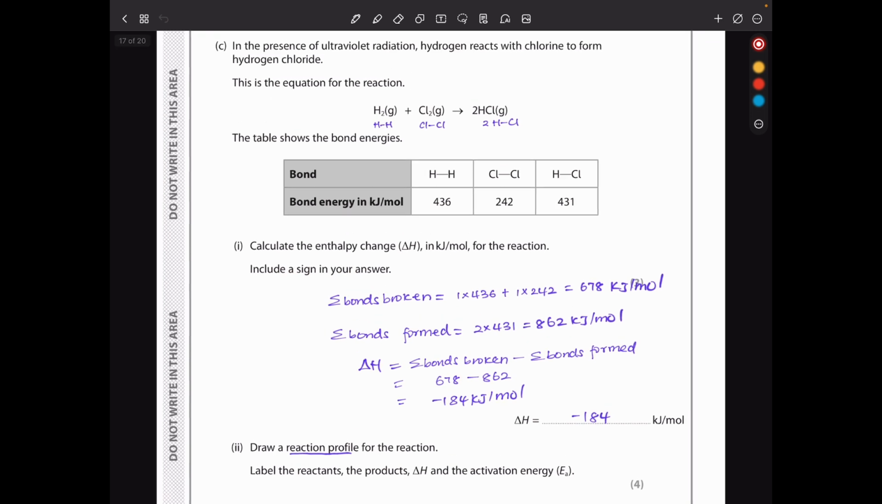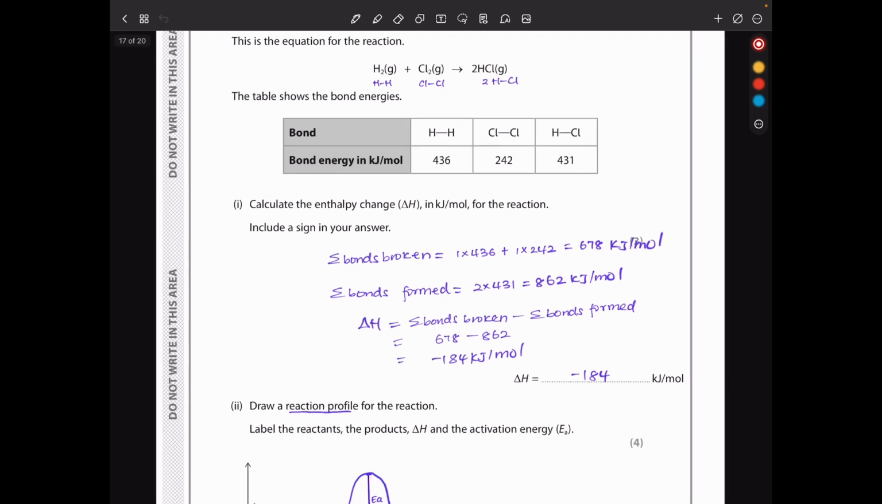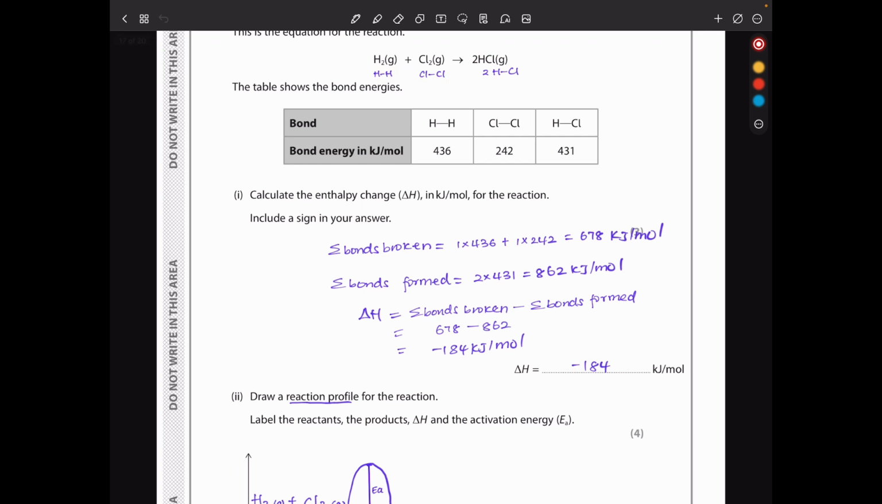So here we have one hydrogen bond, one Cl bond, and on the other side we have 2 HCl bonds. So the total bonds broken will be 1 times 436 plus 1 times 242, giving us that. And the bonds that are going to be formed are going to be 2 times this one, giving us that. Then the enthalpy change should be the total of the bonds broken minus the total of the bonds formed, giving us negative 184 kilojoules per mole.